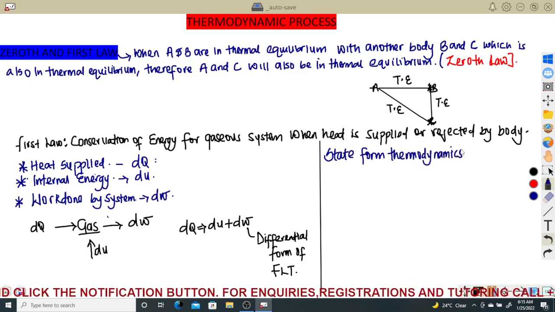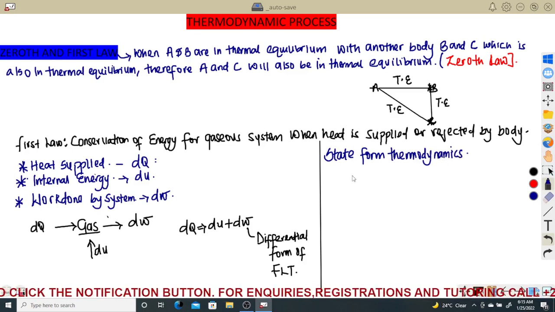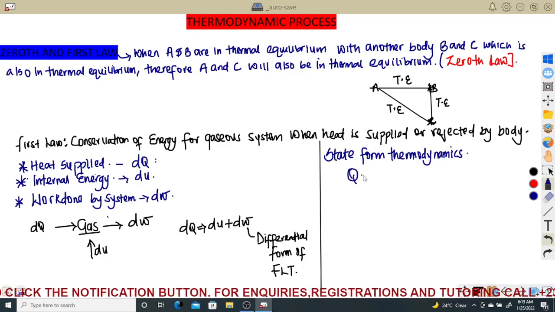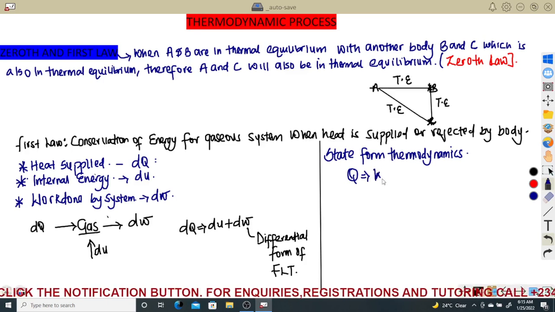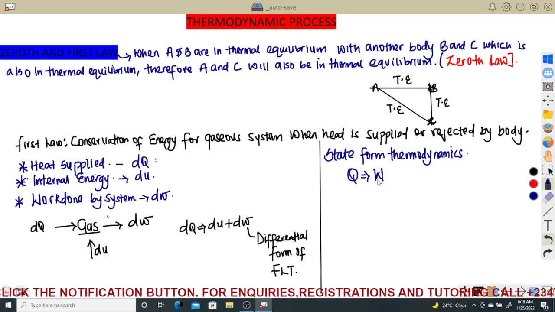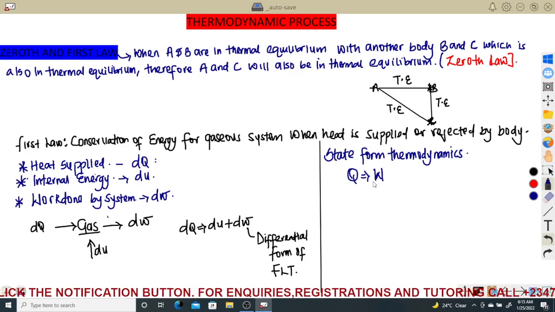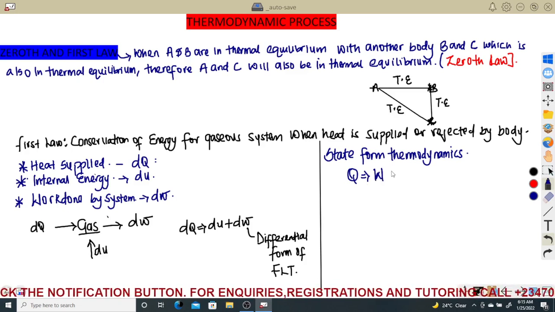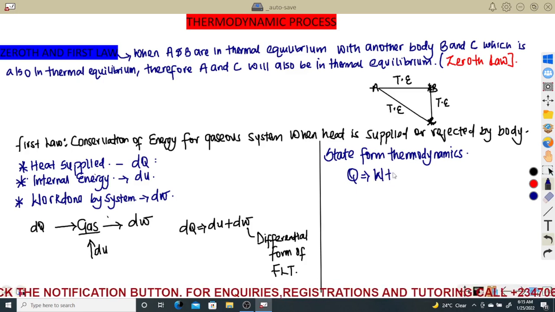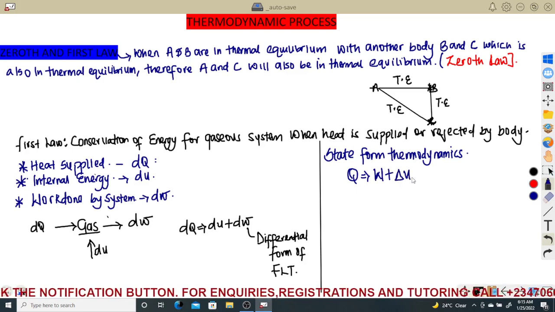Energy can neither be created nor destroyed. So we say some quantity of heat is supplied to a body, or that is a gaseous body. Then work is done by the body. When heat is supplied to the body, the gas starts moving. Work is done when distance is covered. And because work is done, there is a change in internal energy, which we write as ΔU.